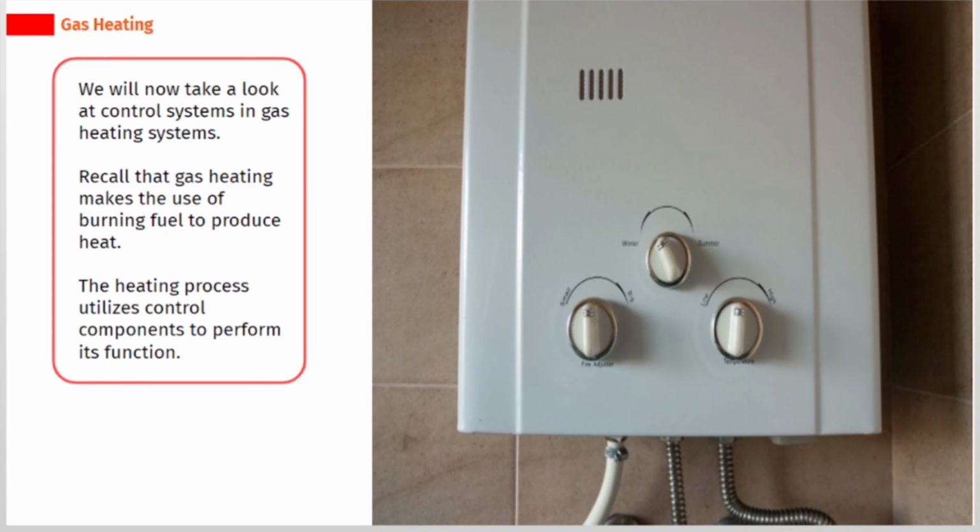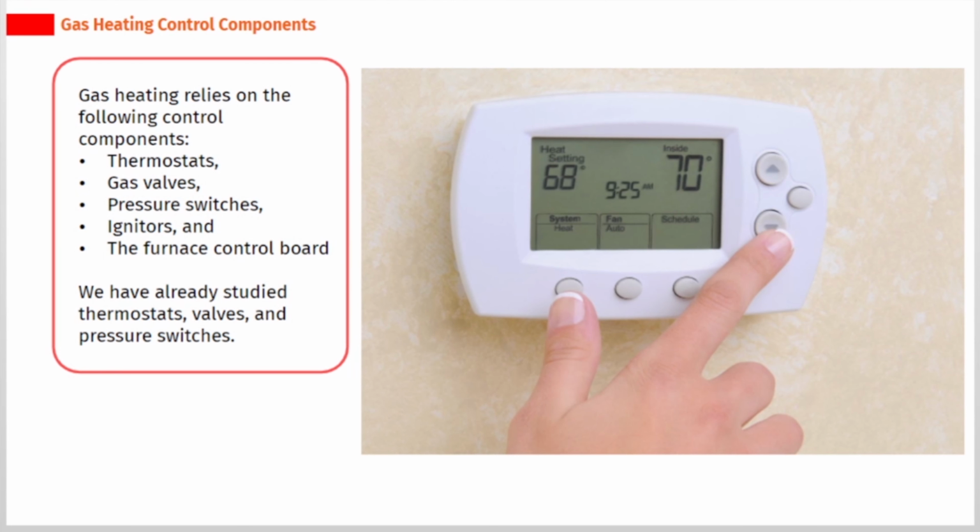We will now take a look at control systems in gas heating systems. Recall that gas heating makes use of burning fuel to produce heat. The heating process utilizes control components to perform its function. Gas heating relies on the following control components: thermostats, gas valves, pressure switches, igniters, and the furnace control board.